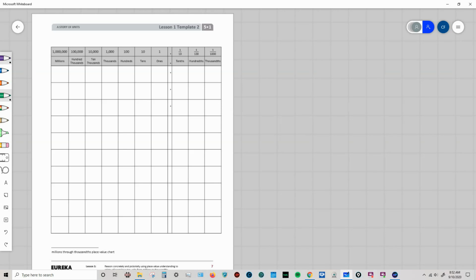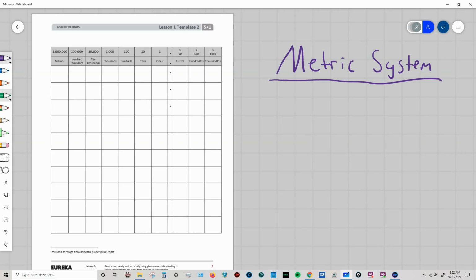All right, let's take a look at our place value chart and consider how the metric system works with our base 10 system in the same way. The metric system is a base 10, meaning we can do conversions by dividing by 10, multiplying by 10, or powers of 10, generally.